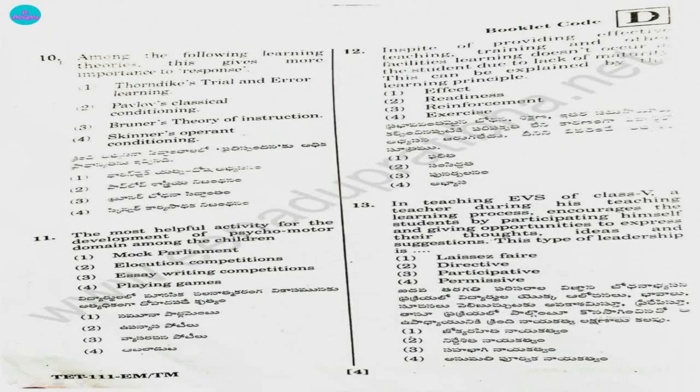Now the 10th one. Among the following learning theories, which gives more importance to response: option 1, Thorndike's trial and error learning, 2, Pavlov's classical conditioning, 3, Bruner's theory of instruction, 4, Skinner's operant theory. Among the following theories, which gives more importance to response? Response is given more importance in Skinner's operant conditioning.